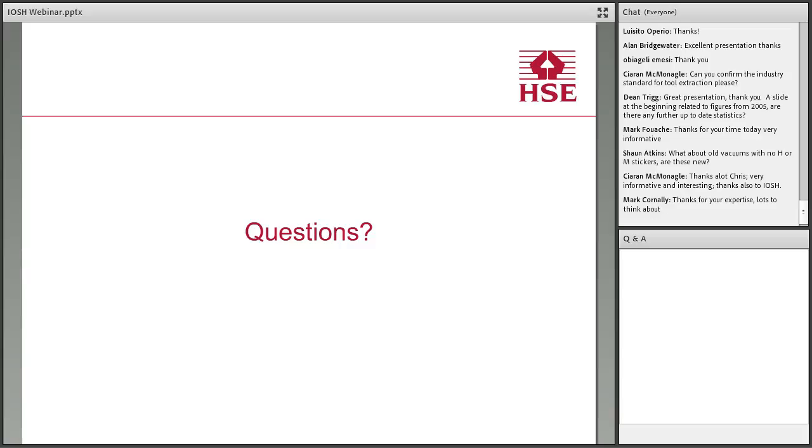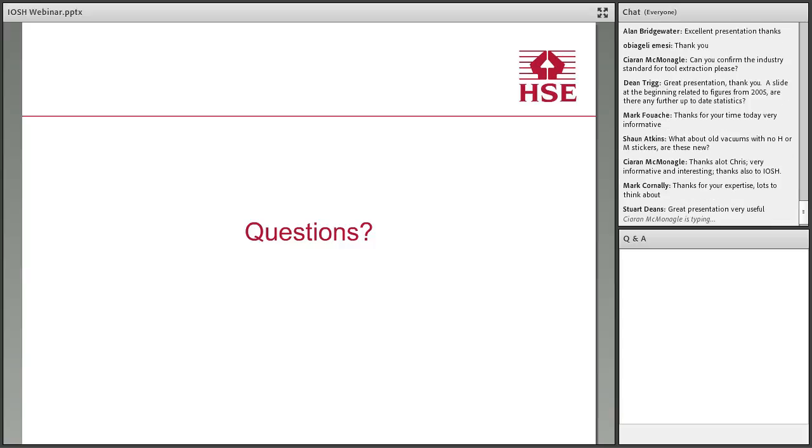One of the questions is asking about a slide at the beginning relating to figures from 2005, and are there any further up-to-date statistics? The study that refers to is a very complex study based upon a number of statistical analyses and various elements like that. 2005 was taken as a reference year. It's not possible to redo that study every year to produce up-to-date statistics every time, but it's a good benchmark indicative figure that's used based upon a whole body of research.